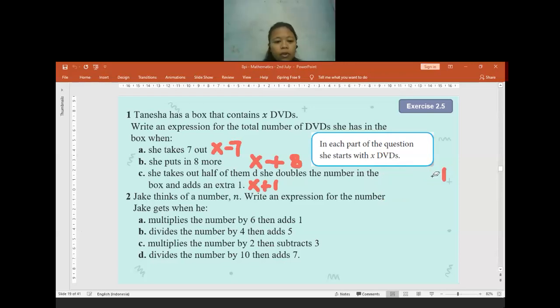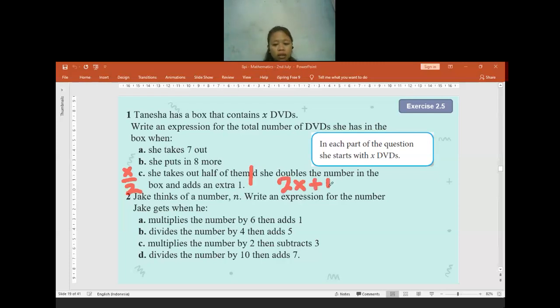So for the question C, what is the answer? Okay, this is the D. C takes out a half of them, so for C it will be x divided by 2, right? And then for the question D, she doubles the number in the box, then adds an extra 1. So for question D, it will be 2x plus 1. Is it clear? Or is there anyone who is confused?